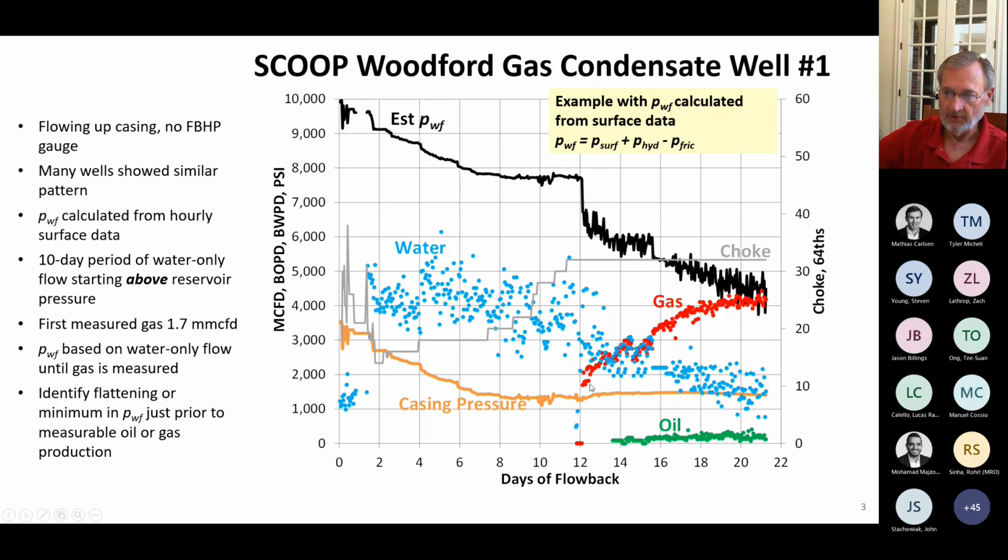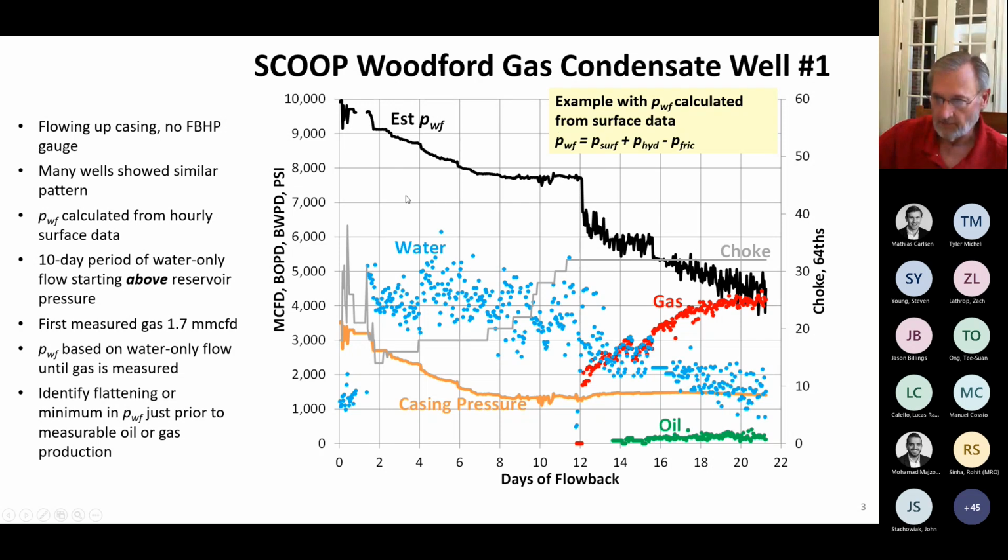You'll notice in this example that the first measured gas is about 1.7 million cubic feet per day. Well, obviously, the gas didn't start flowing all of a sudden at 1.7 million. That's just when we started measuring it. So that's really the reason for the flattening of the casing pressure, because we were getting traces of gas coming in the well, lightening that fluid column. So this bottom hole flowing pressure becomes erroneous during the time when you're producing some gas but not accounting for it in your multi-phase flow correlations.